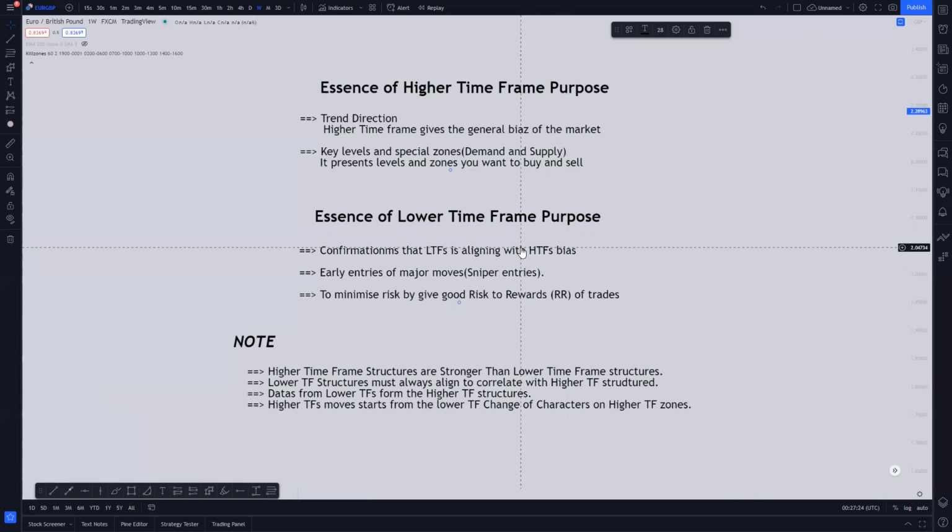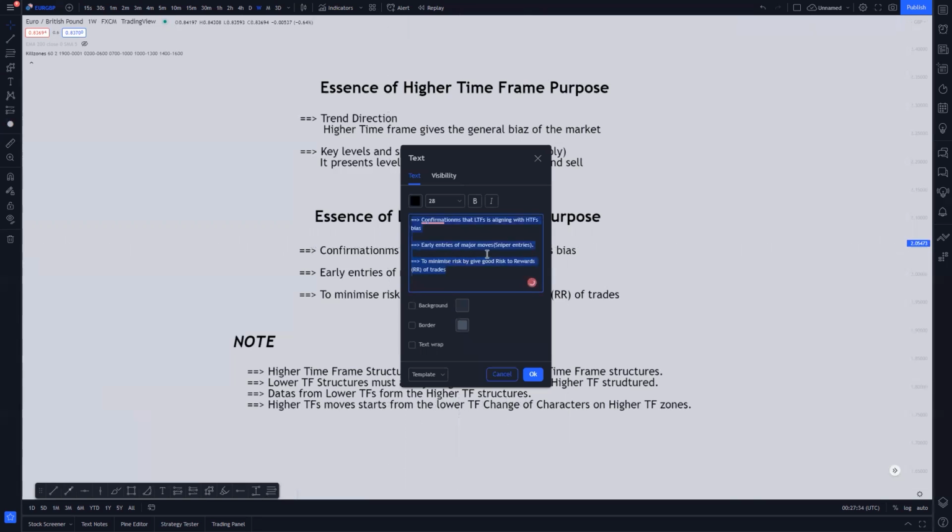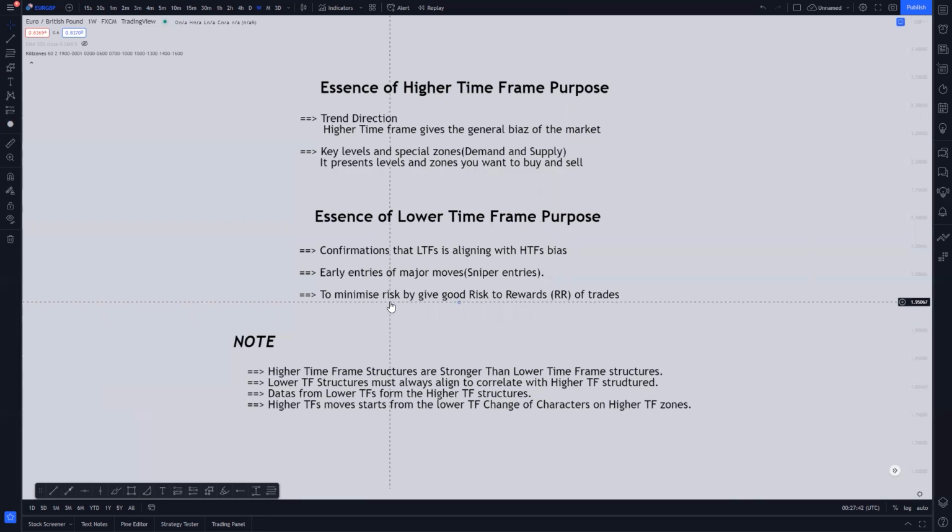Now, what is the essence of the lower time frame? Of course, the number one major essence of the lower time frame is to give us confirmations that we align with higher time frame bias.